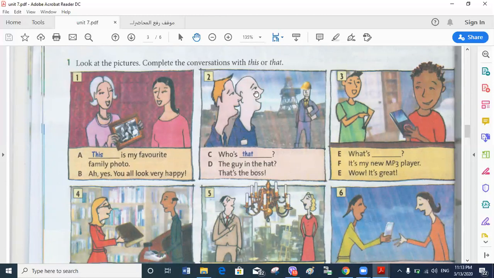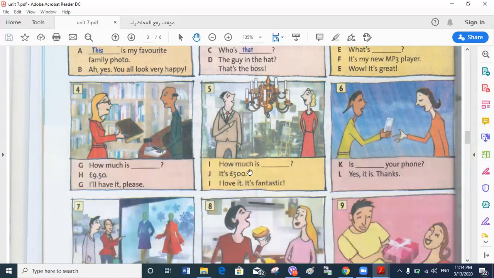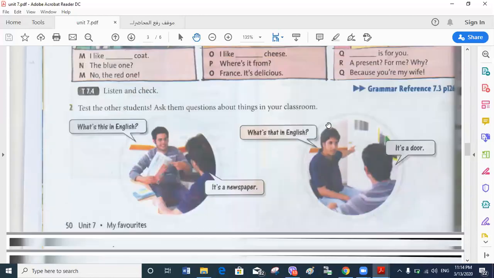But for these 2 guys, they are talking about some person far from them. So the first one asked, "Who's that?" The second one, "The guy in the hat, you mean the guy who wearing the hat?" "Yes, that's the boss." So the difference between that and this is the place of the thing that you are asking about. When the place is so close to you, you can use this. And if it is far from you, you can use that. So try to use the suitable word solving these 9 pictures.